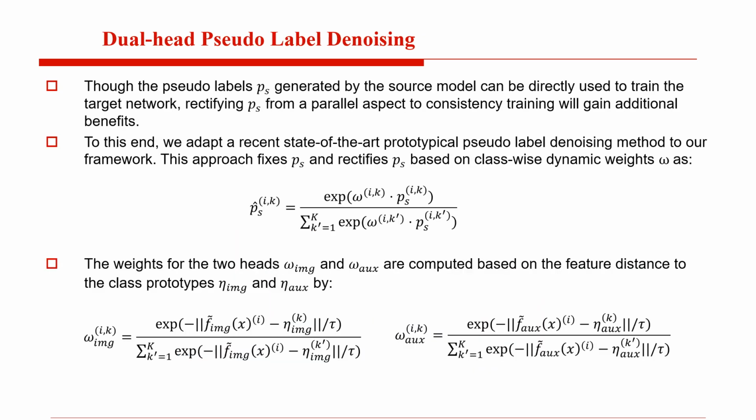Though the pseudo-labels generated by the source model can be directly used to train the target network, rectifying it from a parallel aspect to consistency training will gain additional benefits. To this end, we adapt a recent state-of-the-art prototypical pseudo-label denoising method to our framework. This approach fixes the pseudo-label and rectifies it based on class-wise dynamic weights. The equation is given below. The weights for the two heads are computed based on the feature distance to the class prototypes, as shown below.